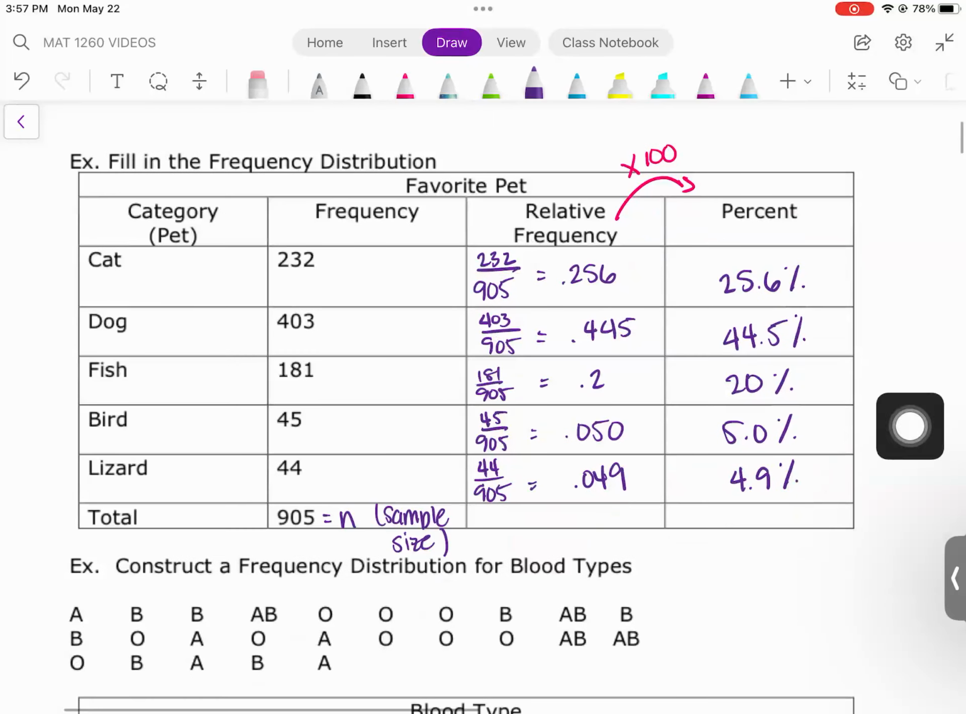And again, we could sum our columns for relative frequency and percent just to verify that we didn't make any errors. If we're pretty close to 1 or 100 respectively, then we probably were pretty close and pretty accurate.